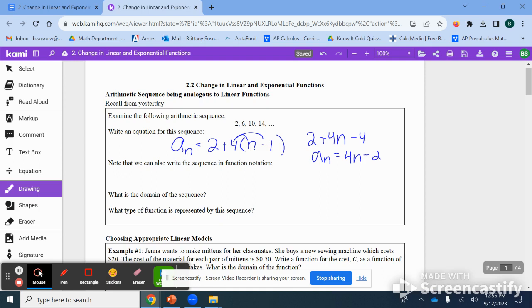The other part of this is to recognize it in function notation, so using f of whatever. Since we're using n, here's how we'll write it. F of n equals 4n minus 2. So nothing changed other than that's called function notation.